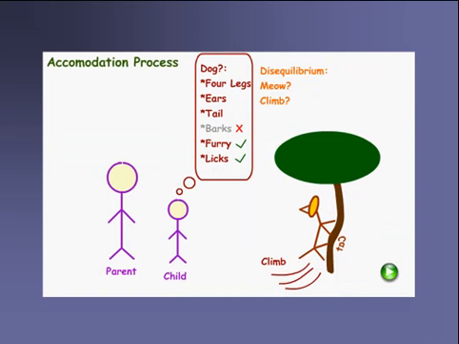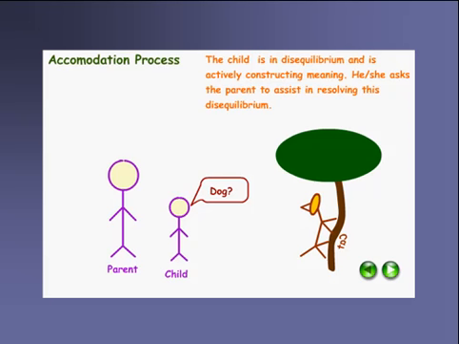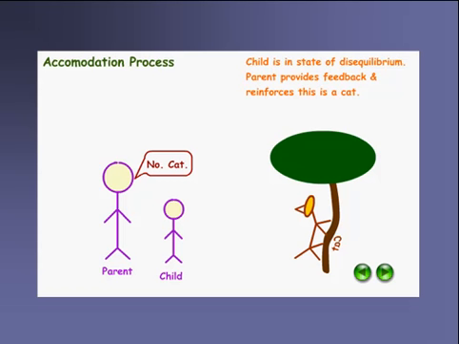That is totally new. He did not see the dogs climb a tree. He doesn't know if any dog climbs all the way up a tree. So the child is again in this state of disequilibrium, and they're trying to make sense of this new information. Talks to his father, says, "Dog." Father says, "No, that is a cat."